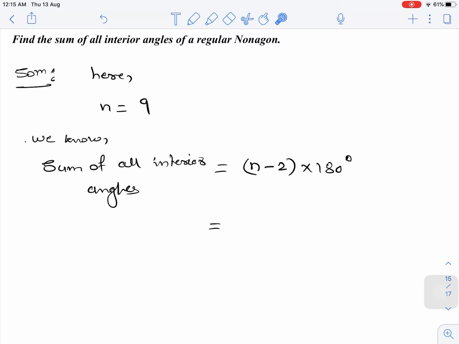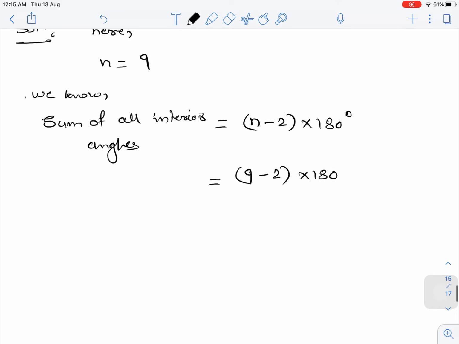Now when the value of n is 9, instead of this n we are going to write this 9. In the next step you will get 9 minus 2 into 180, so that equals 7 into 180. Now we multiply: 7 into 180 equals 1260 degrees. Okay, so this is our answer.